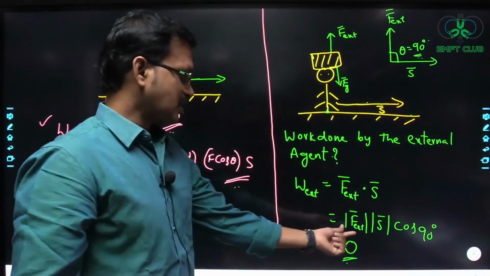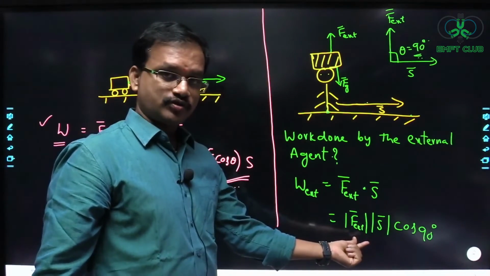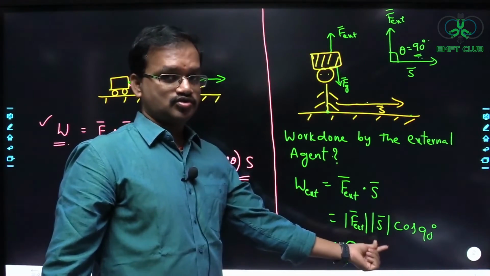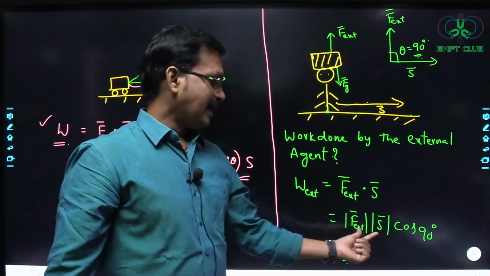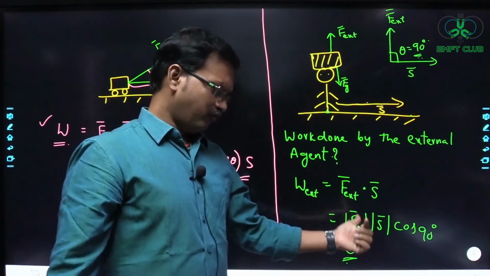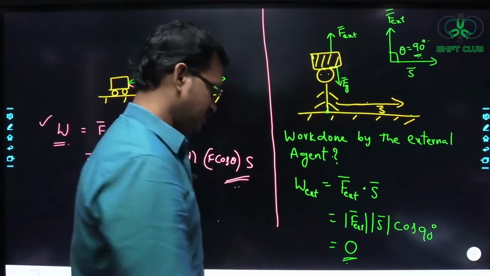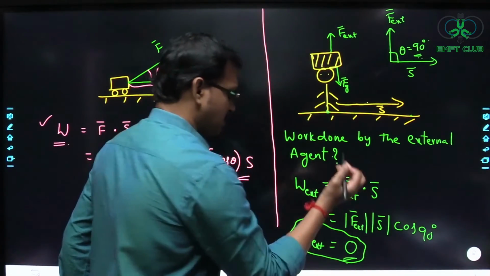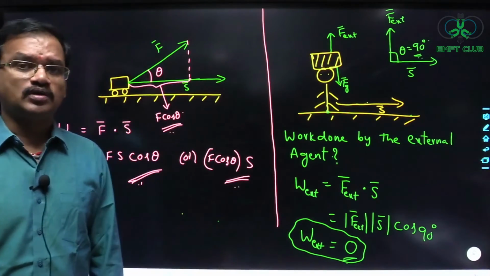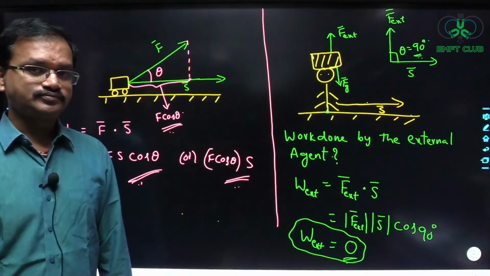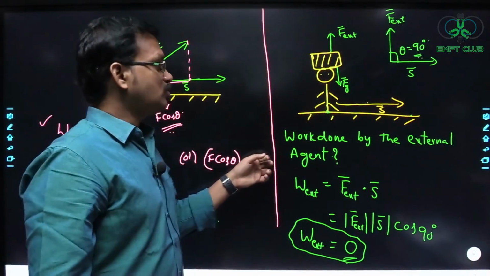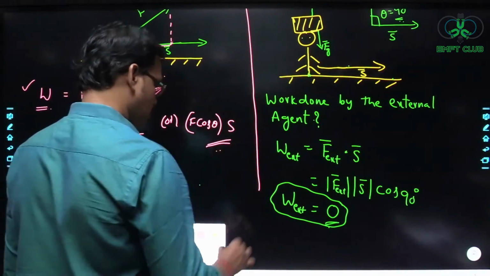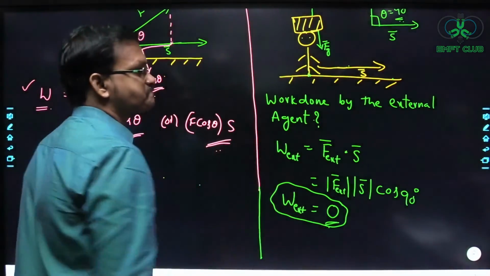So here he is applying the force, and the force is not equal to 0. And he is moving a displacement, which is also not equal to 0. So both are present, but the angle between this force and displacement is 90 degrees. So in this case, the work done by the external agent is becoming equal to 0.